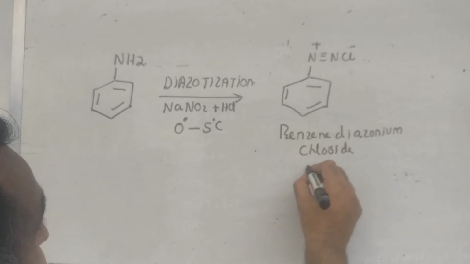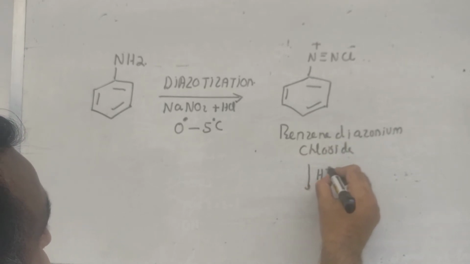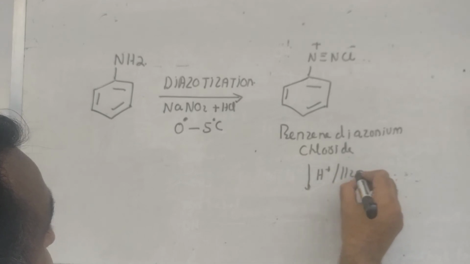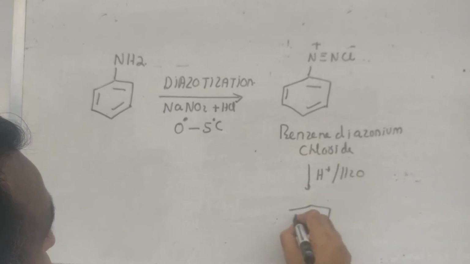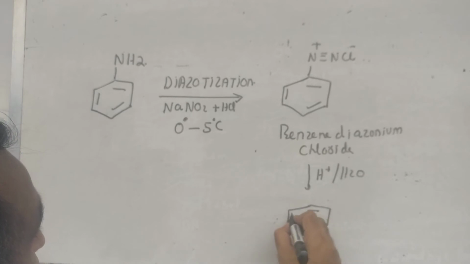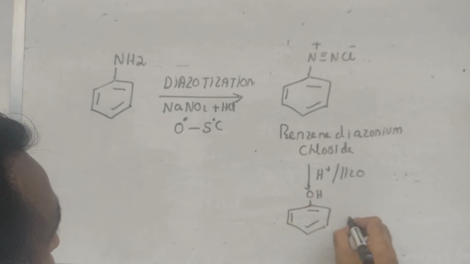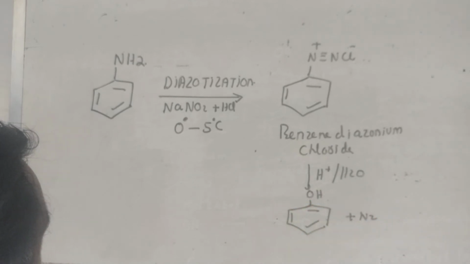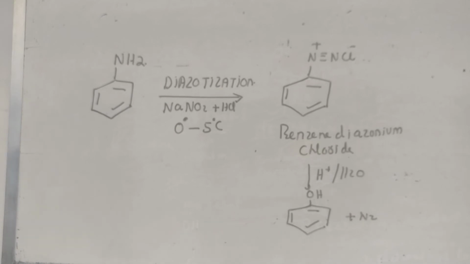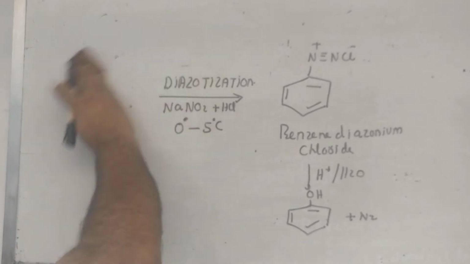After this is formed, you subject it to hydrolysis. And when you do hydrolysis, it will convert into phenol. So this is how we convert aniline into phenol via diazonium salt. So this was the second method. The first one was chlorobenzene into phenol, and the name of the process was called Dow's process.